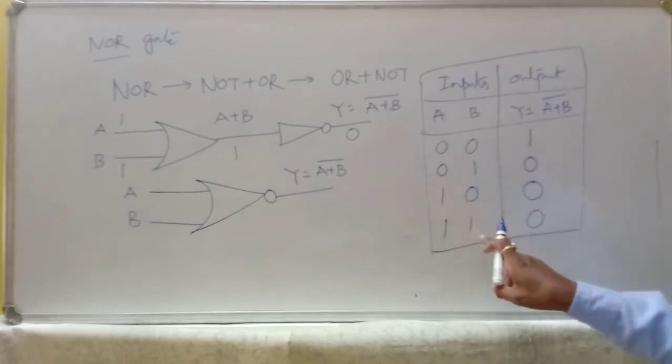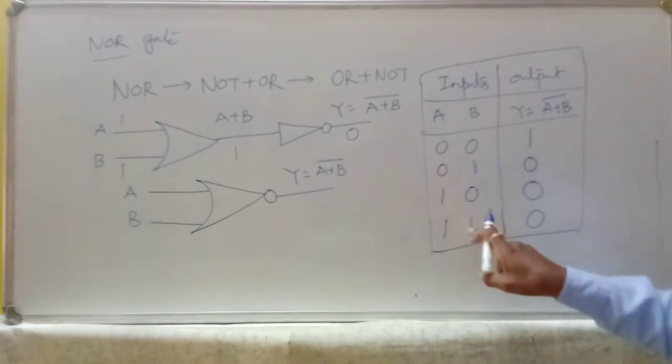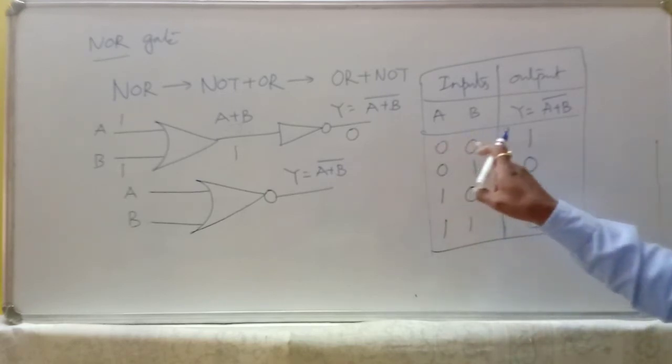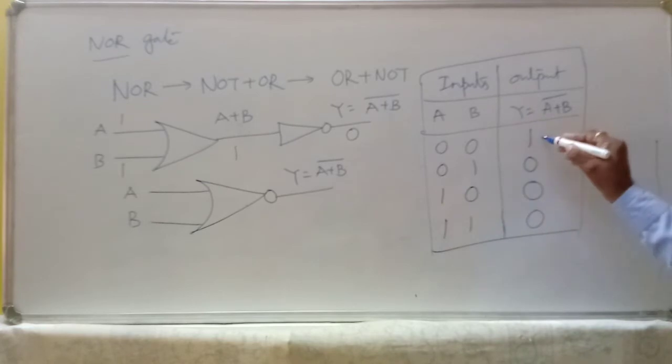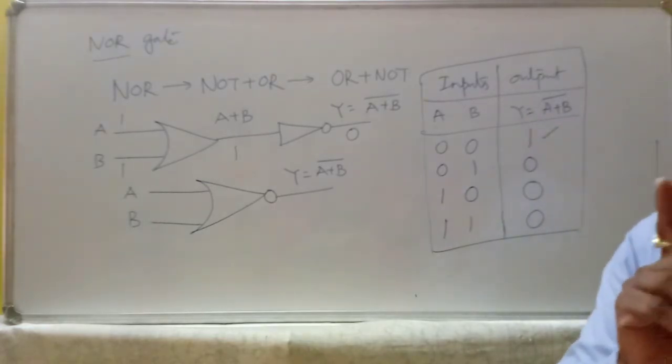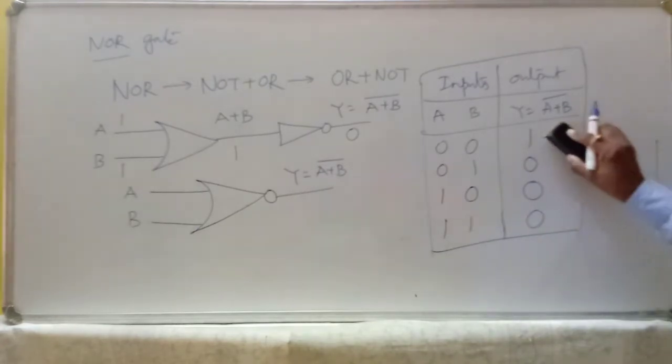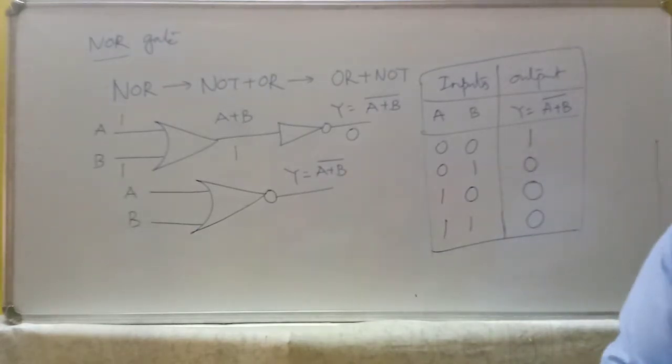While observing this NOR gate, if any one of the inputs is 1, the output is 0. Only when all the inputs are in low state, that is 0, the output becomes 1. Otherwise, the output is low, that is 0. This is about the NOR gate.